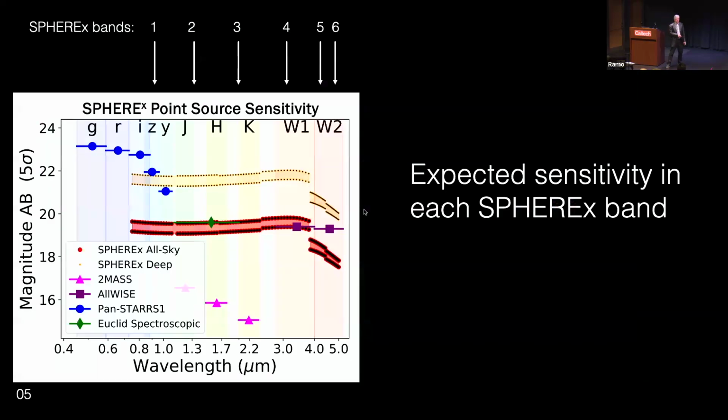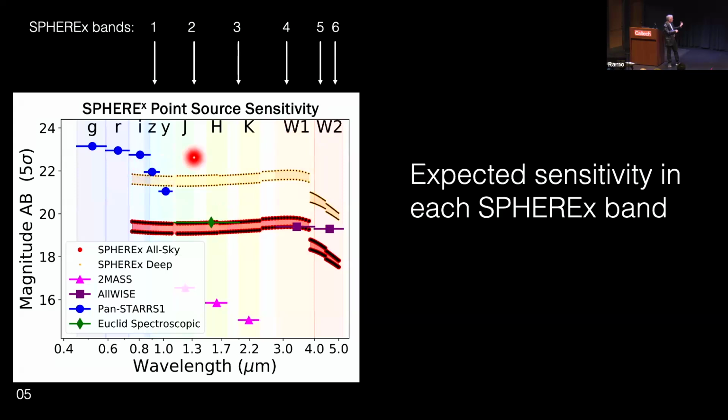Here's the expected sensitivity in each SPHEREx band. And this is just magnitude on the left. In AB magnitudes, this is the 5 sigma limit. Notice that faint is up versus wavelength. And just showing at the top here where all 6 of our bands are for SPHEREx. At the short wavelength bands, we are comparable, or at least in the ballpark, with Pan-STARRS i, z, and y.